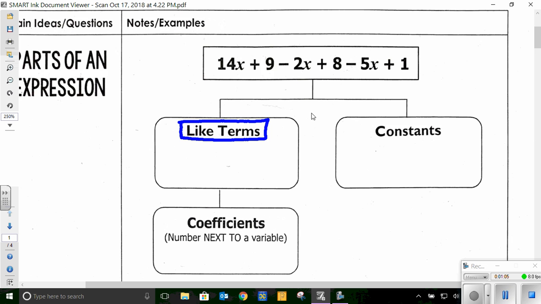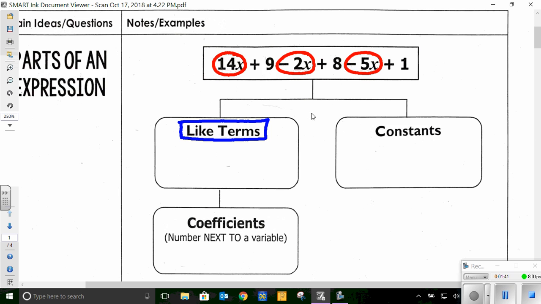When I'm circling, make sure that you circle the sign that is in front of it. Now this one doesn't have a sign in front of it, it's just 14x, but we know it's positive. The positive 9 does not have an x, so I'm not going to circle it. The 2x does have a variable, so I'm going to circle it, but I need to circle that negative sign there with it. That minus is also considered a negative. It kind of flips back and forth. The 8, again, does not have a variable. The 5x does have a variable with it. Again, it's a negative 5x. And then we also have a positive 1, which does not have an x.